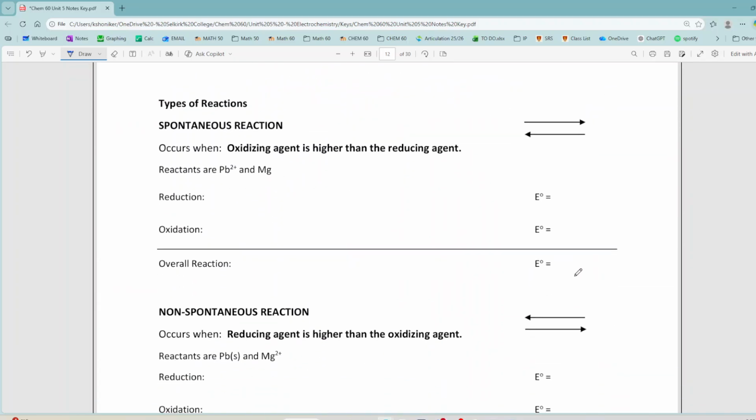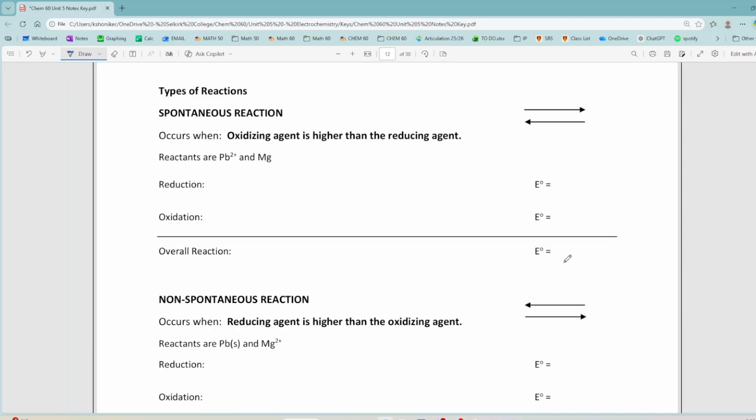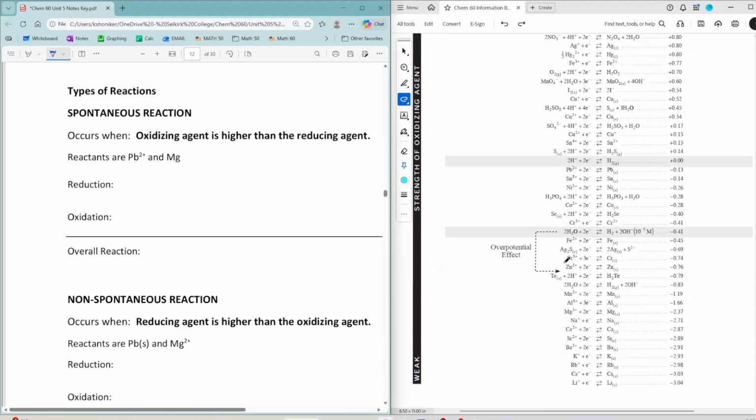So let's just look at that for a second. So let's look at the different combinations of lead and magnesium. Let's split my screen again. Okay, so when we look at the oxidation and reduction of lead and magnesium, I specifically want to use the reactants of lead and magnesium solid. So I'm going to use magnesium and I'm going to use lead.